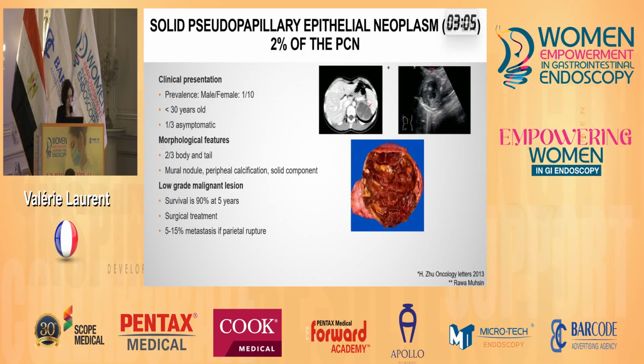The last type is the solid pseudopapillary epithelial neoplasm. It is 2% of the pancreatic cysts, mainly in young women. They are located in the body and tail, and they have everything: mural nodule, peripheral calcification, and solid component.